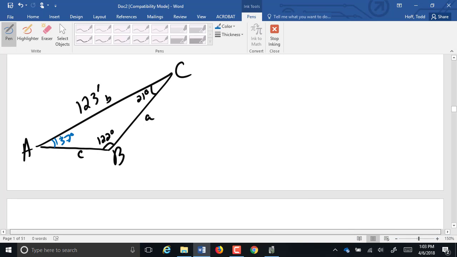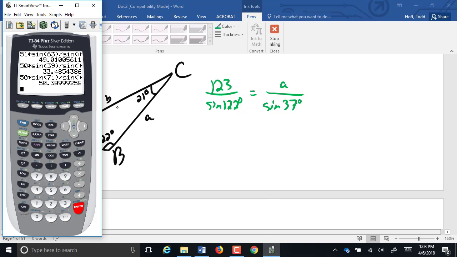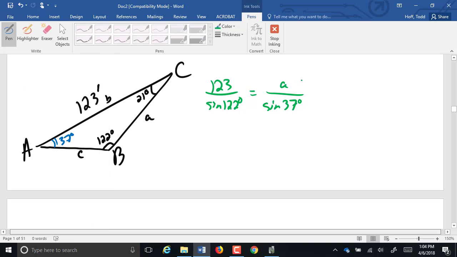So we can find the angle there, 37 degrees. The 123 is going to go over what? Sine of 122 degrees. Let's find side A first. What goes below it? Sine of 37 degrees. So we're going to do 123 times sine of 37 divided by sine of 122. That's going to work. 123 times sine of 37. I forgot to close my parentheses. Divided by the sine of 122. 87.29.